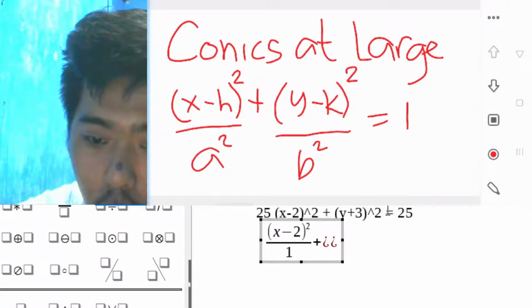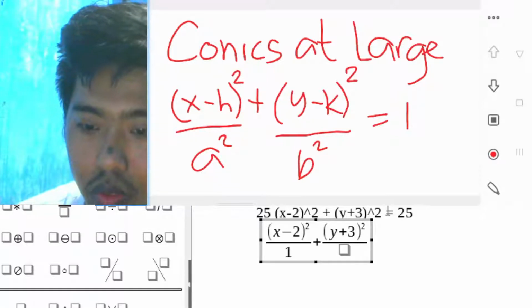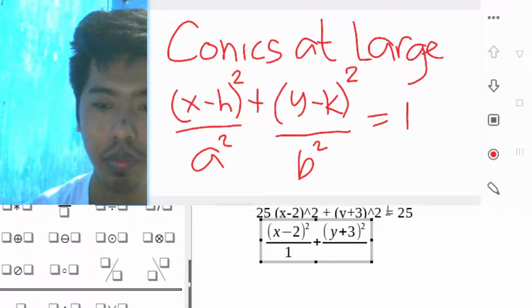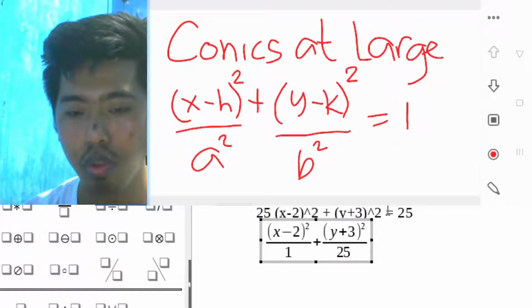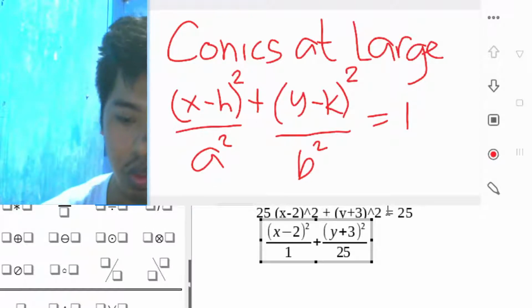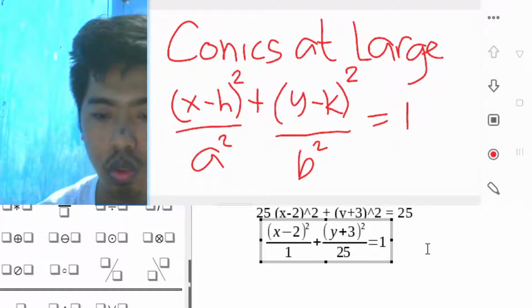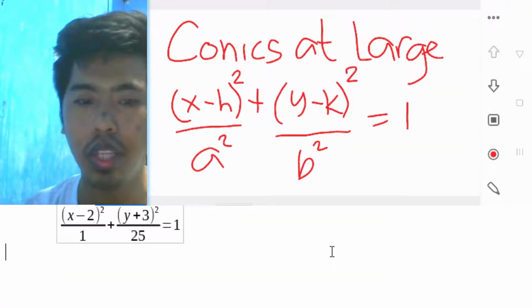Okay. Y plus 3. Okay, good. Next we have, this should be 25, right? I divide all the terms by 25, and 25 divided by 25 should be 1. So right now we have this.